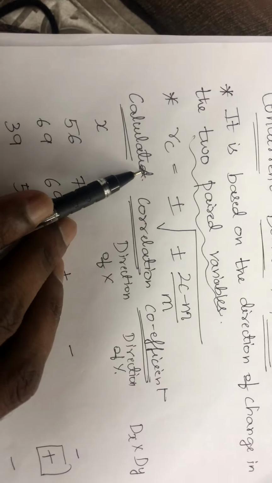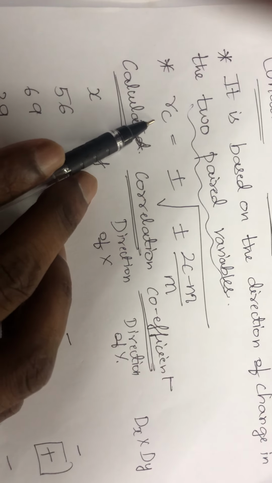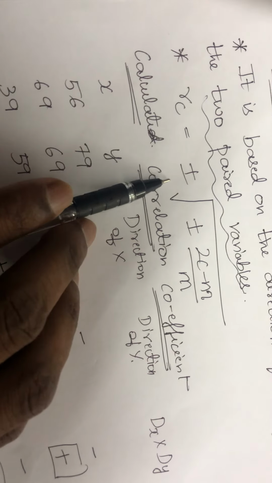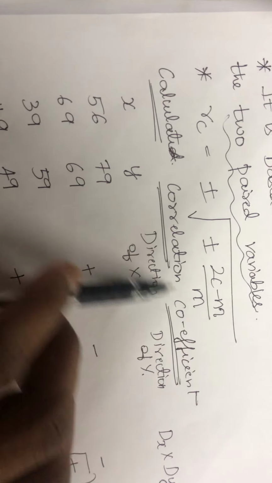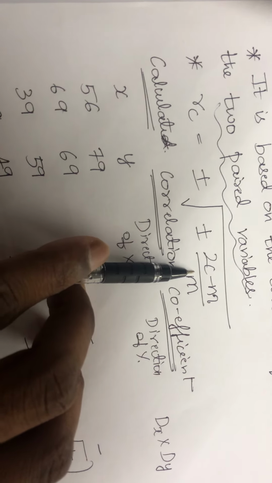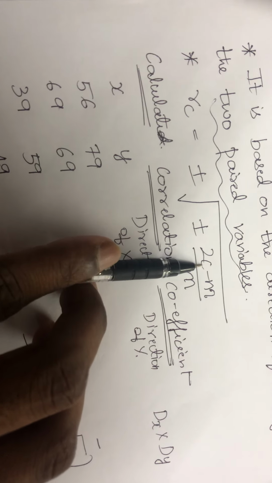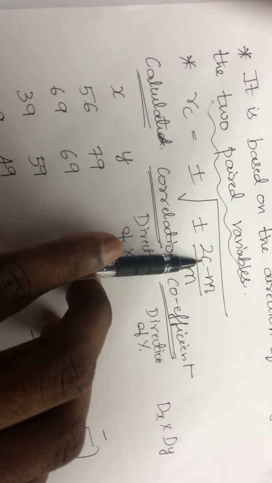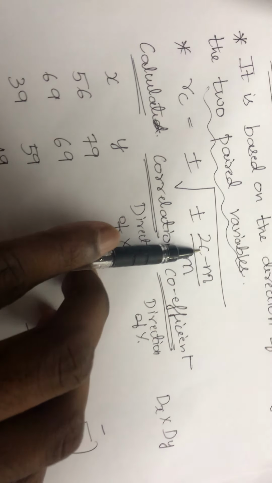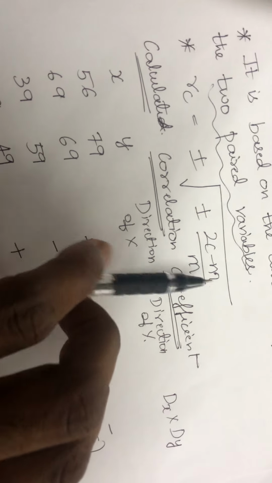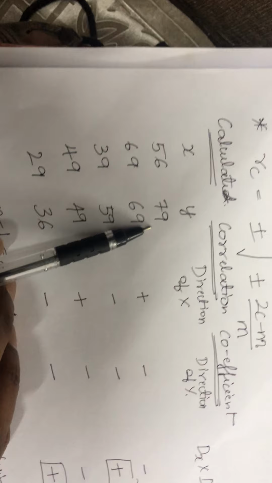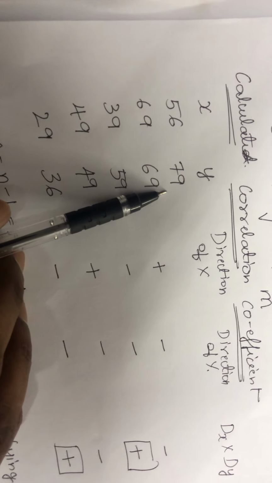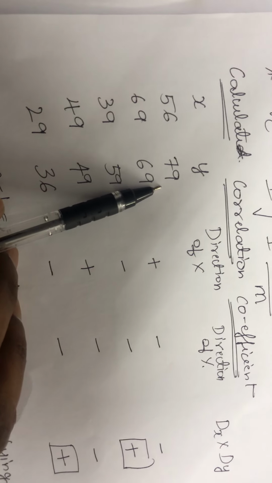Now in the concurrent deviation method, what will be your correlation? How to calculate? Plus or minus square root of plus or minus (2c minus m) by m. By applying this, we will be calculating RXY. Now what does C mean here? C means the number of positive pairs. Let me give an example, you will understand it clearly. There are some observations x and y. If the question is completely silent, we can go for the concurrent deviation method, which is a very easy method.